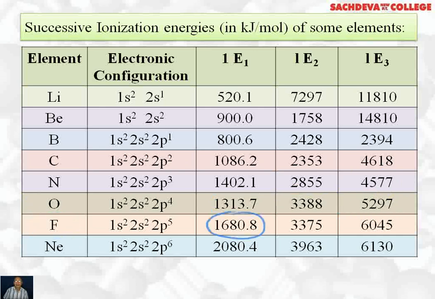Fluorine first is 1680.8. Second is 3375. Third is 6045. Neon 1s2, 2s2, 2p6. First is very high, highest among these elements, 2080.4. Second is 3963 and third is 6130. It's very clear that third ionization energy is greater than second, and second is greater than first.